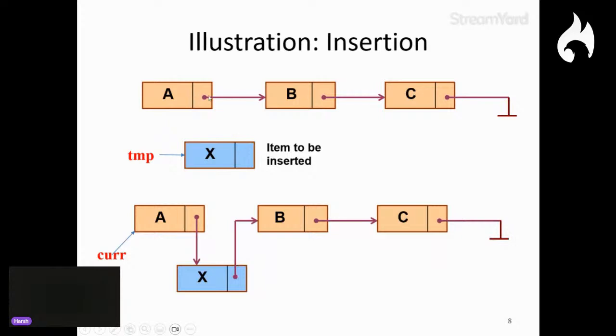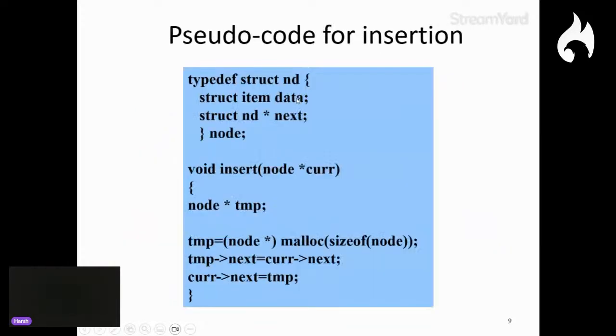So for now current next is B. Now what we want is temp next should point towards B. So temp next is current next. Basically this is our current. Earlier, current next was B. Now what we are doing is we are making the temp next value B and current next to temp. So if this makes sense, this is our current, which is pointing towards temp. This is our temp variable, and temp next is pointing towards B. Temp next is basically current next, which earlier was B.